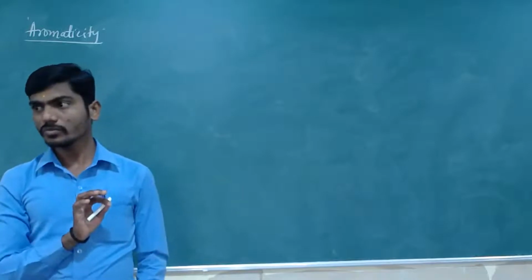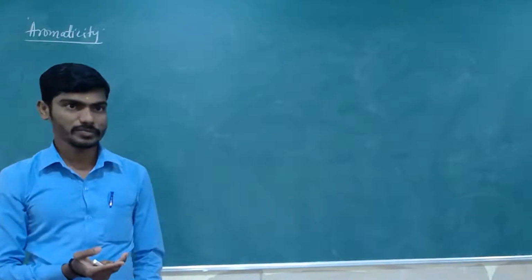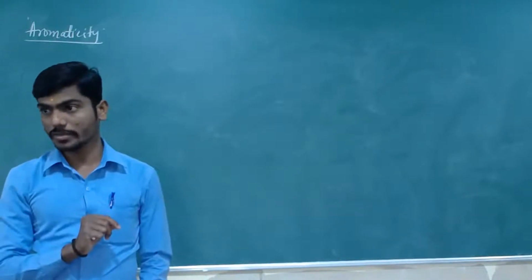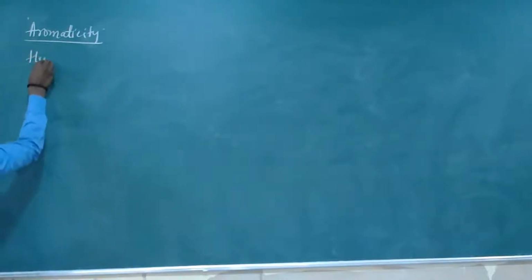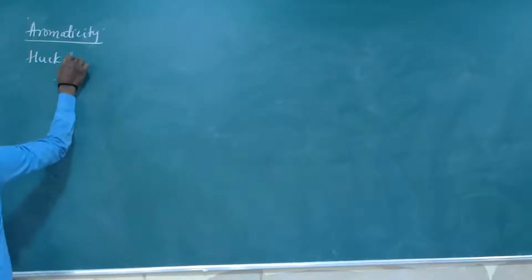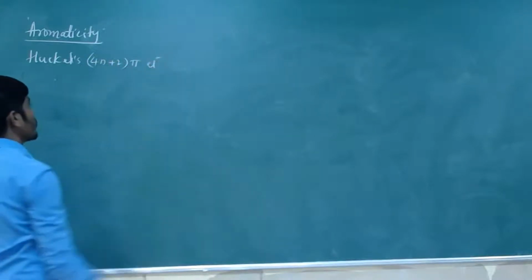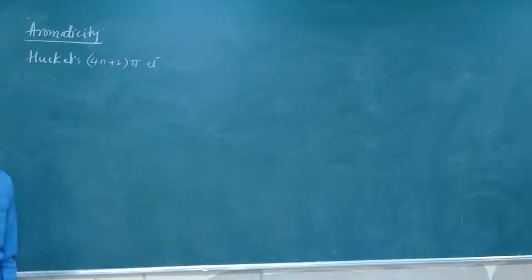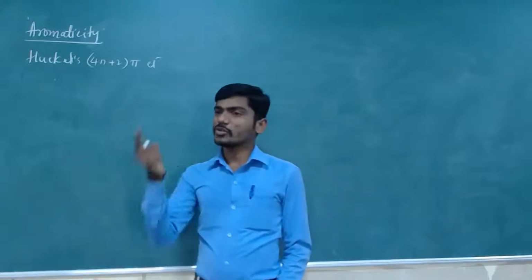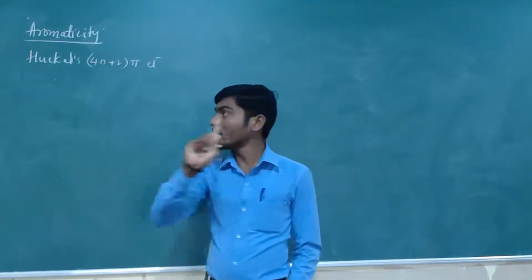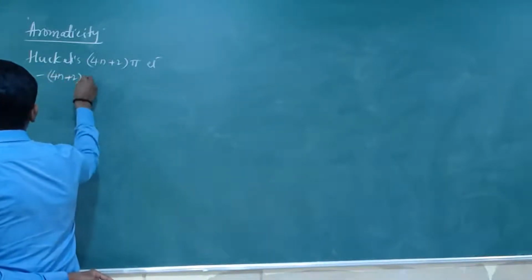I will give some compounds, and we will see whether they are aromatic or non-aromatic. One more category, anti-aromatics, is also there. Aromaticity rules: a compound is said to be aromatic if it satisfies three conditions. Number one, the compound should contain 4n plus 2 pi electrons.